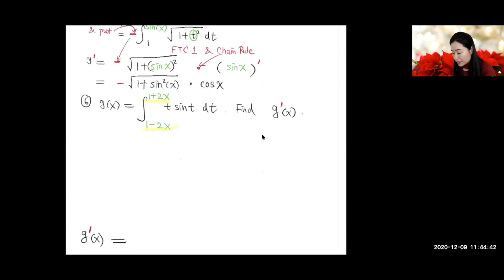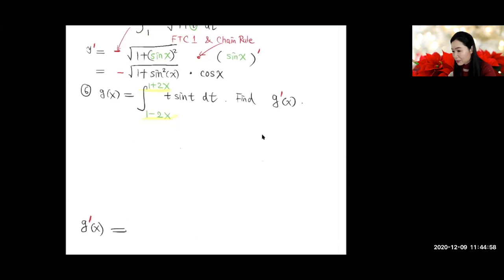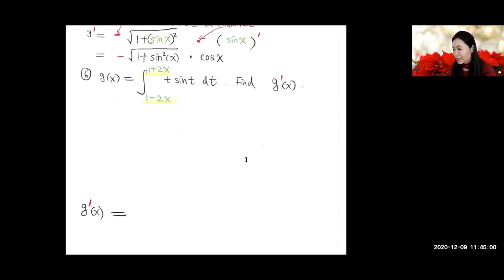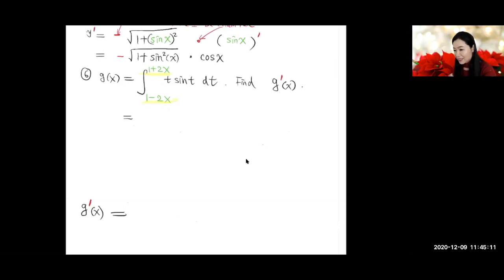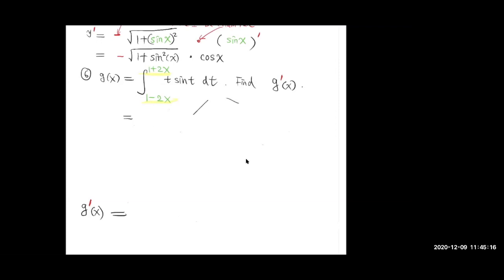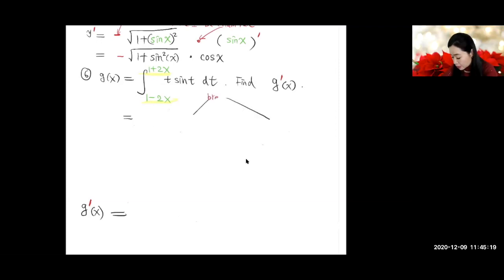Now this one over here, we have an integral of this continuous function. However, both upper and lower limit are functions of x. It's not a constant. So how can I differentiate this with respect to x? Any idea? Break it into 2 parts, okay? So let's break it into 2 parts. Split them, okay?